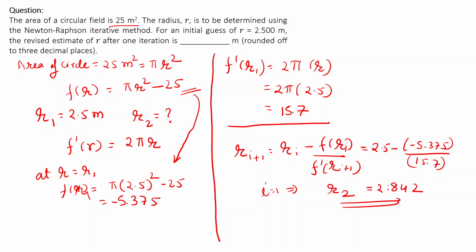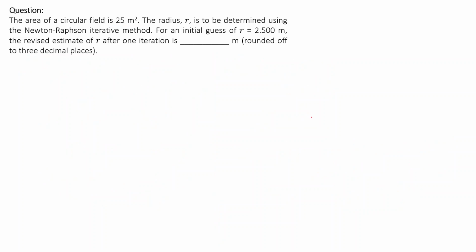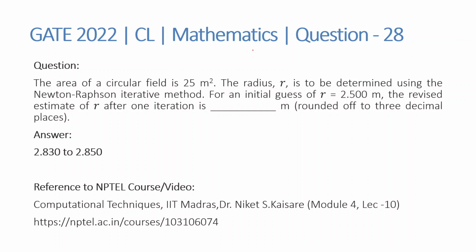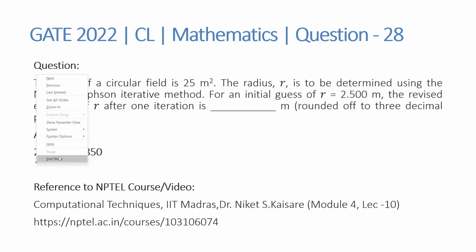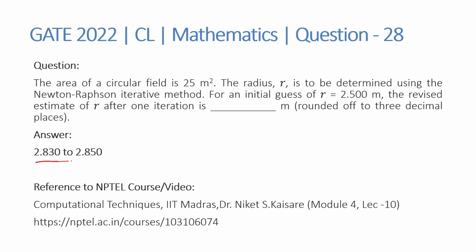R is equal to 2.84, the value of R after one iteration, rounded to 3 decimal places. So you have to keep this in mind. The value that you have to input should be up to 3 decimal places. So yes, we have solved this question, and the answer should lie within this range, 2.830 to 2.850, and our answer was somewhere around 2.84. So this lies within the given range.